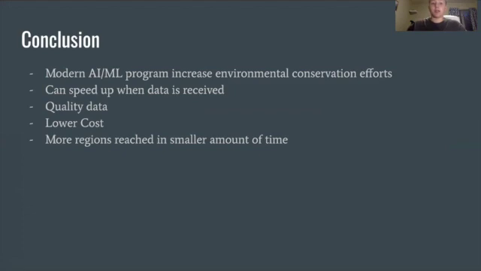a better picture of what is happening in the moment instead of looking back at what happened and having to work forward from what's already happened instead of preventing. And this will get us quality data at a lower cost, much quicker, and we'll be able to look at more regions in a smaller amount of time.